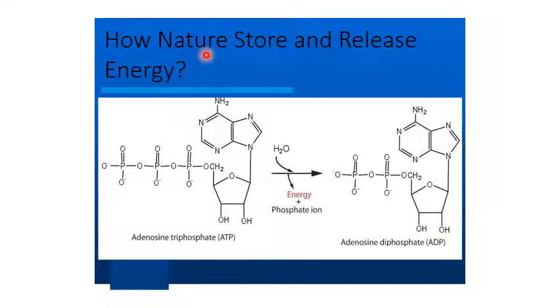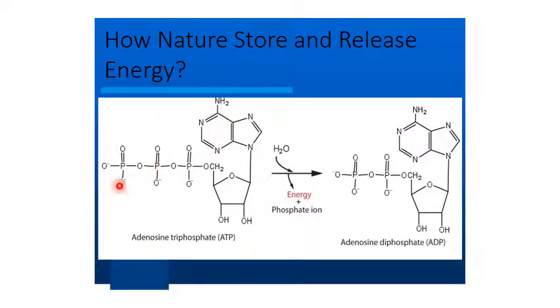Before analyzing the oxygen reduction process catalyzed by metalloproteins, first let us see how nature stores and releases energy. Nature stores energy in the form of ATP, which is adenosine triphosphate. This is a sugar moiety, the carbohydrate part, this part is the heterocyclic base, and this is a phosphate ester group. Energy is actually stored in the phosphate bond, because this phosphoester bond is highly energetic. If you break this phosphoester bond, it will produce energy.